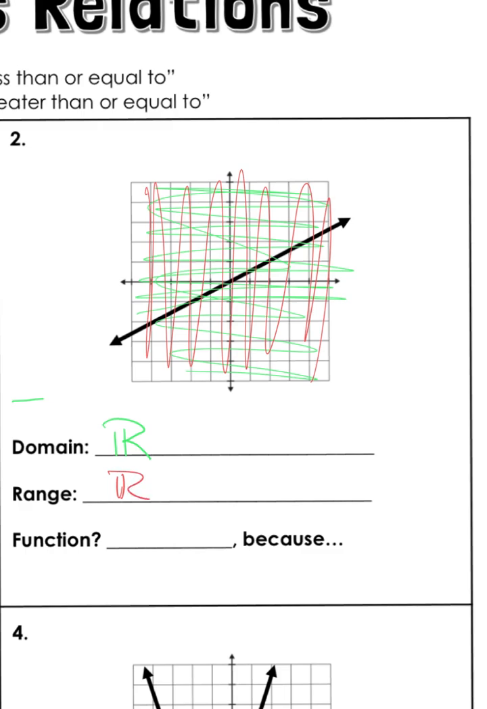Is it a function? Yes, because if we lay our pencil on the graph, it only touches the graph at 1 point. So that means yes, it's a function because it passes the vertical line test.